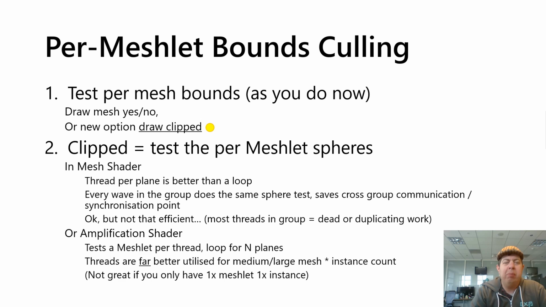More efficient, however, is an amplification shader. So we can be testing a meshlet per thread, and we loop for the number of planes. So if you have a medium or large number of meshlets, multiply that up, of course, by your instance count. That's far better utilization of the GPU. Conversely, if you have your kind of worst case, one meshlet, one instance, your amplification shader is going to spin up only one thread in the entire group, which is not efficient. But that doesn't tend to happen very often. In a real title, we expect the amplification shader to be a win, hands down.